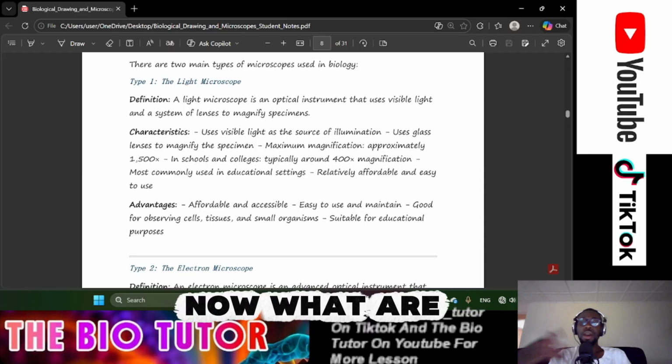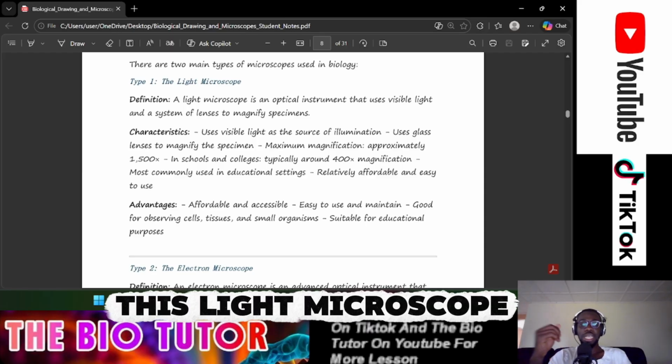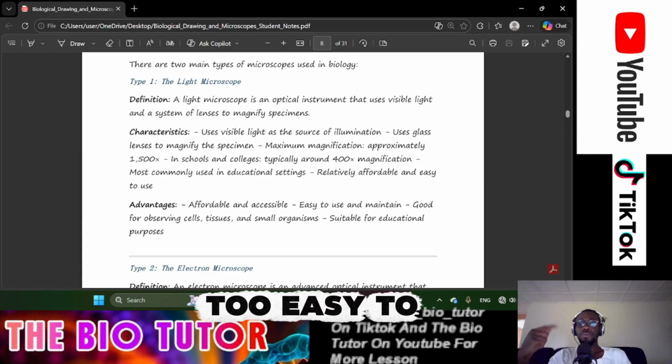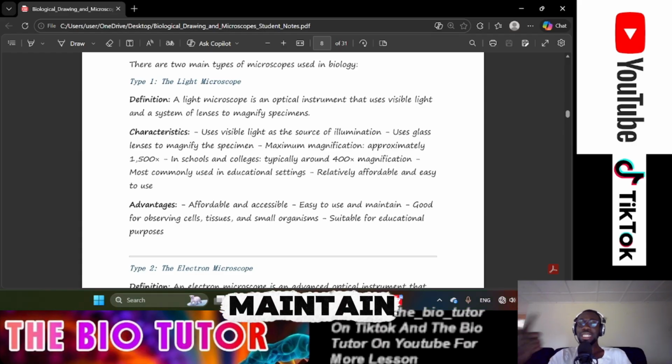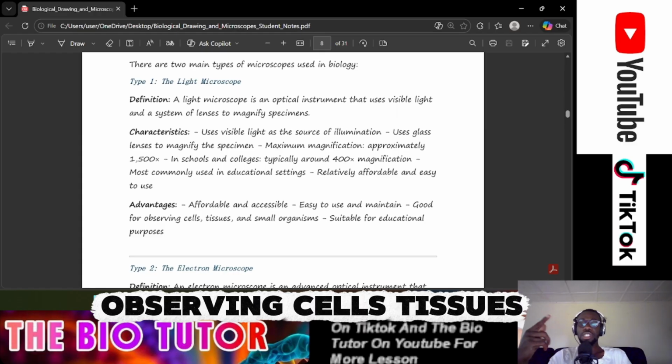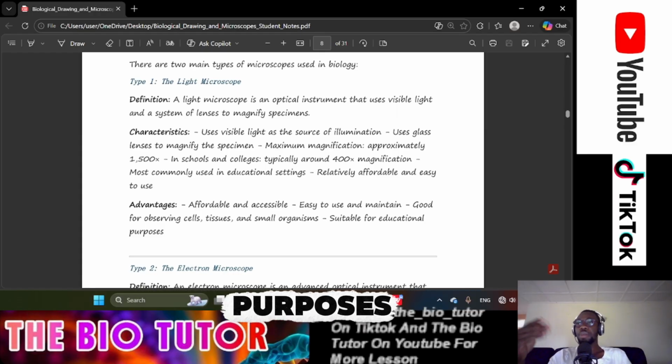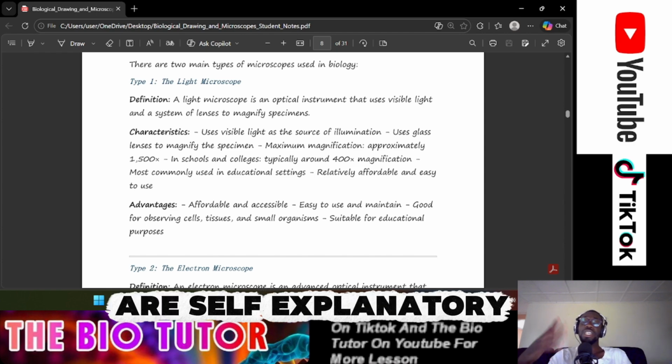Now, what are some advantages of this light microscope? One, it is affordable and accessible. Two, easy to use and maintain. Three, good for observing cells, tissues, and small organisms. And then four, suitable for educational purposes. So these things are self-explanatory.